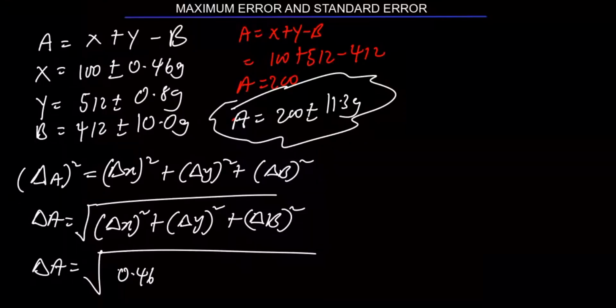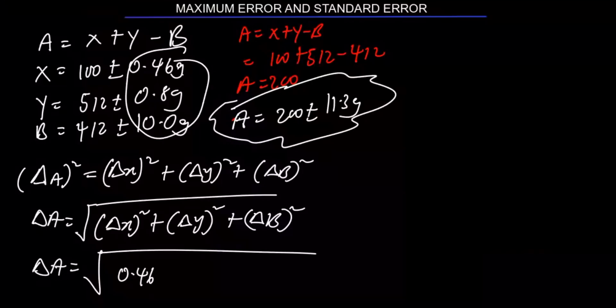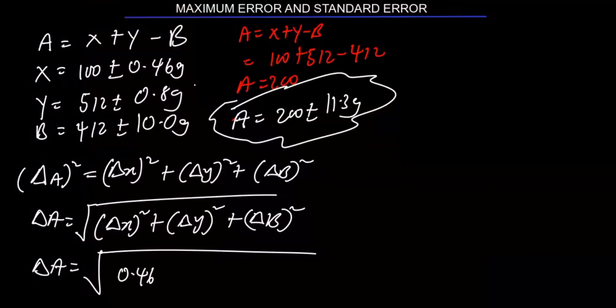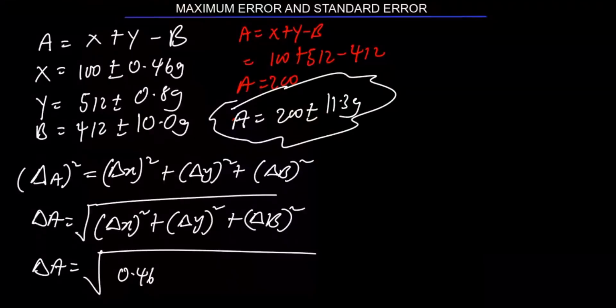Now take note of something. If I'm calculating for standard error, you take this as standard error. If you are calculating for maximum error, you also take this. The question will specify which of them, standard or maximum. And if the question did not specify whether to use the standard error formula or the maximum error formula, take note, you are going to use the standard error. That's the basic one you are going to use.